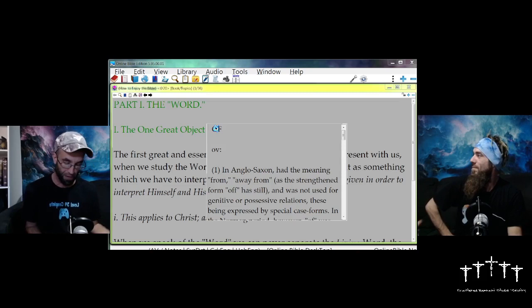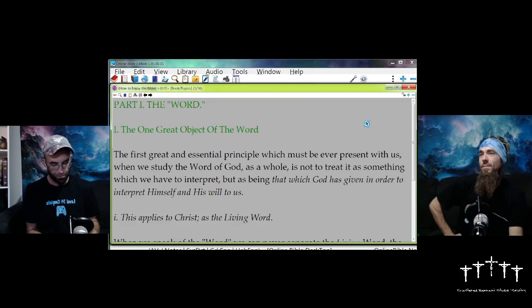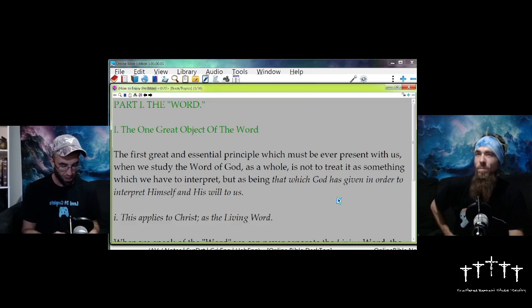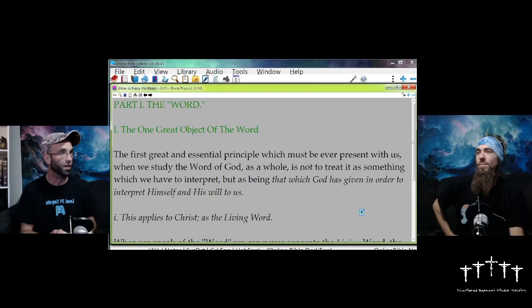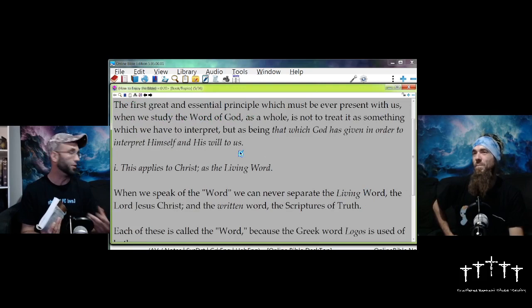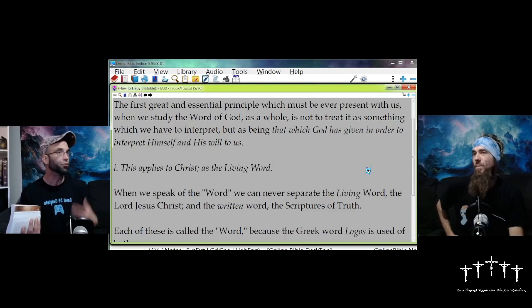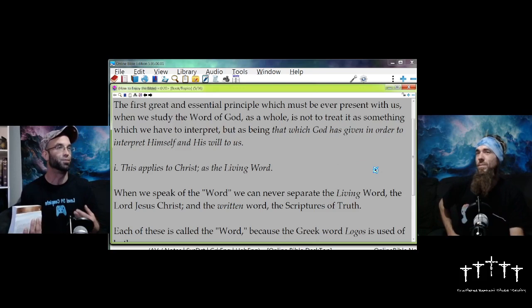So the first great and essential principle, which must be ever present with us when we study the Word of God as a whole, is not to treat it as something which we have to interpret, but as being that which God has given in order to interpret himself and his will to us. Not for us to guess at, like we talked about, but there's no guesswork needed, knowing that no prophecy of the scripture is of any private interpretation. Right. We let the word speak for itself, comparing spiritual things with spiritual. And our audience members, I believe, are supposed to have their phones on silent right now.